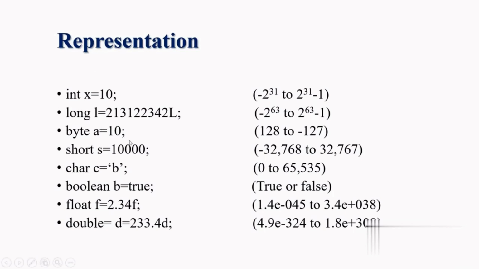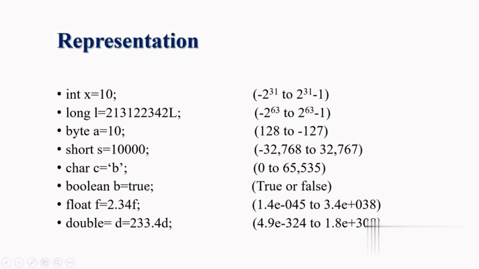Byte a is equal to 10. Byte is used to save memory in large arrays, like byte is 4 times smaller than int. And next is short. Short is equal to a certain number. This is the range of the short. And char c is equal to 'B'. Here B is nothing but a character, a letter. We can also assign a number for each. It means char is a 16-bit Unicode character. See the examples later, you will get clarity about this.